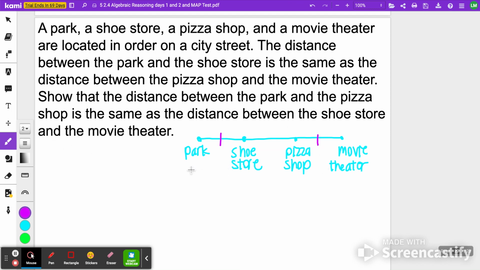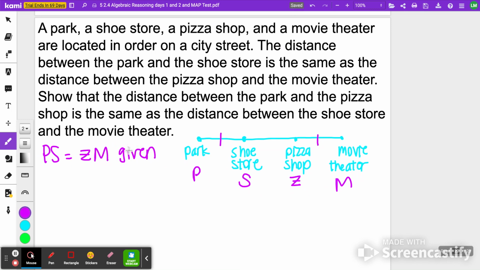I'm going to maybe label these with a letter. P would be the park, S can be shoe store. Let's do pizza with the letter Z, and M is a movie theater. Okay, so we know that park to shoe store is the same thing as pizza shop to movie theater. So that would be the given.